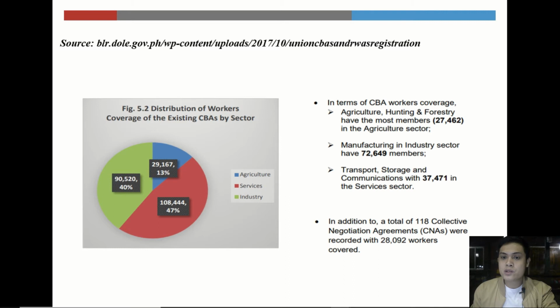And as you can see here, the distribution of CBAs for workers, it's really in the manufacturing side. This data, as provided from the Bureau of Labor Relations 2017, you can see that 47% are really in the manufacturing industry. This is where factories such as those fruit plantation factories and the likes have so many employees that have so many CBAs as well. These are also the employees that have major concerns, especially in terms of workplaces, benefits, how they are treated.